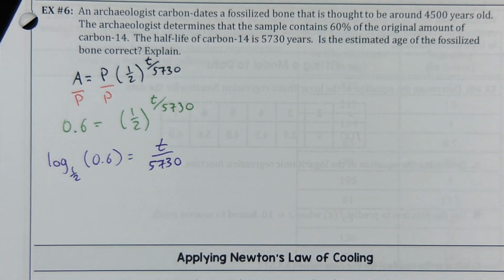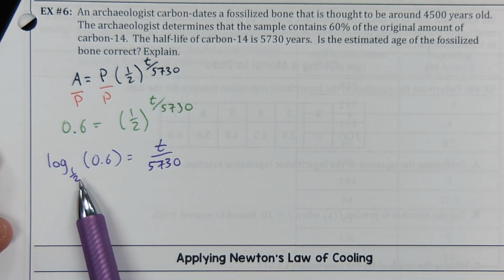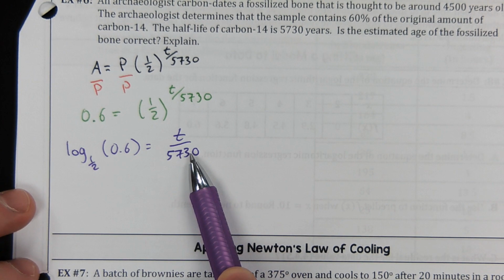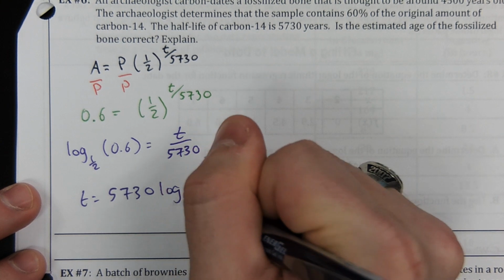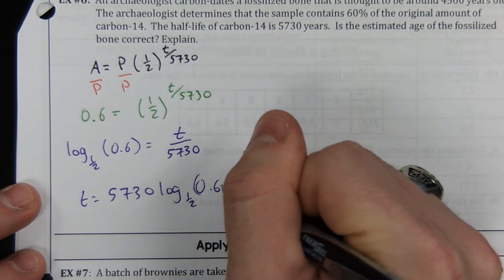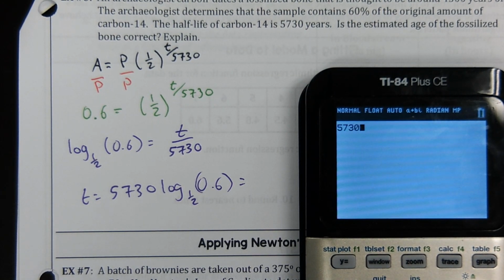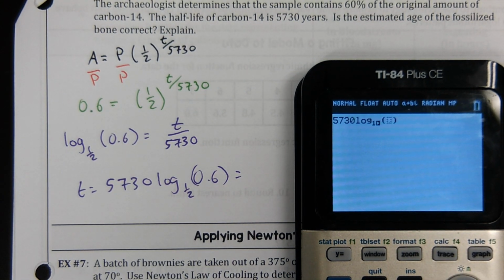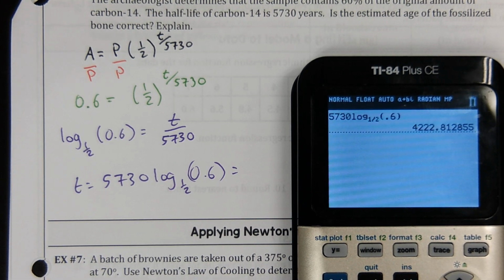And if you don't feel, remember from what we were talking about yesterday, this is equivalent to negative log base 2 of 0.6. Just bringing back what we talked about yesterday. So you're going to multiply both sides by 5730, and we're going to see the age. 5730 times log base 1/2 of 0.6. Let's get the age. 4,228.13 years.